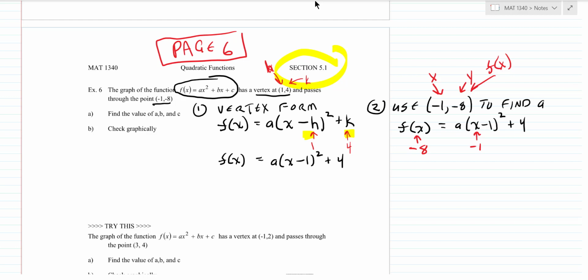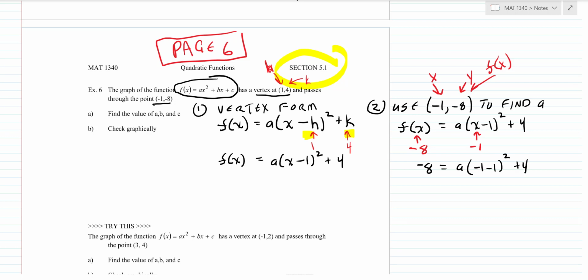Okay. Is there any problem with what I've done so far? Yes or no? I can't tell. Okay, I'm going to have you do a problem here in a minute, and then I think the problem I'm going to have you do is going to be pretty similar to this. Okay, well, go ahead and write down what you have. You have -8 equals a times (-1 minus 1) to the second, and then plus 4.